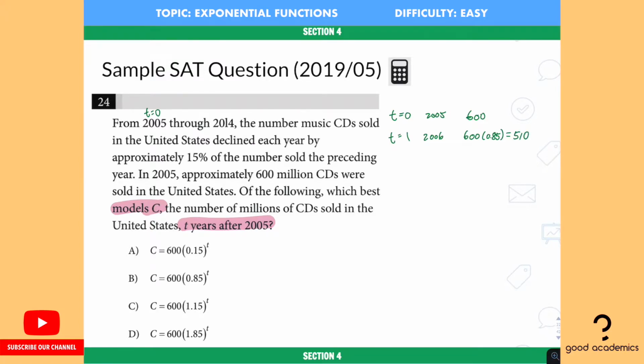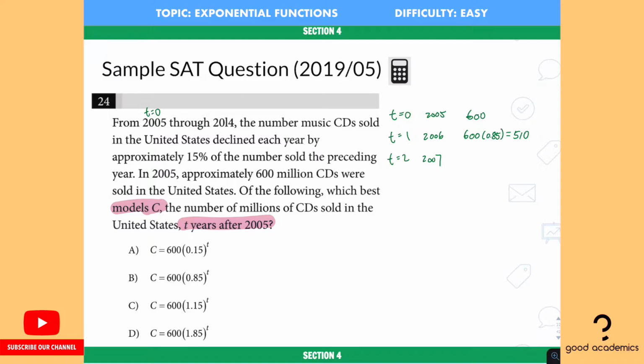Now let's keep going. Just a little reminder that you're not supposed to do this if you really know what's going on here. I will show you how to think through this, just to show you the concept, so I'm going to work it out step by step. The next one is 2007, so T is equal to 2. In that case, I would do 510 times 0.85 again, which will give us 433.5.